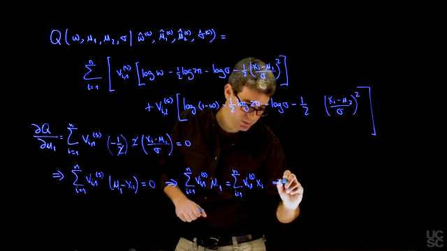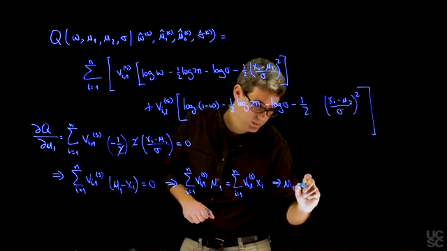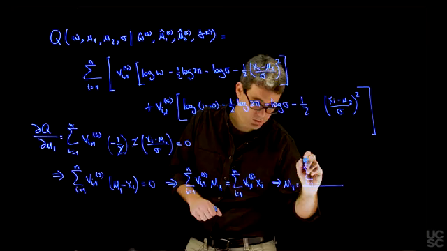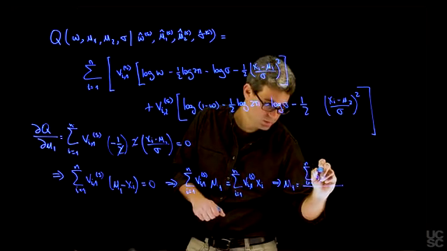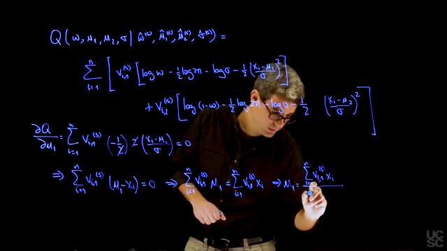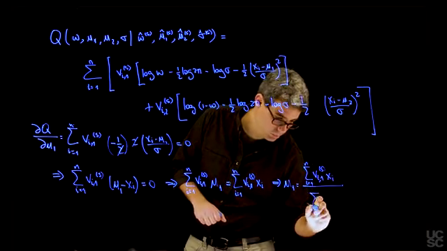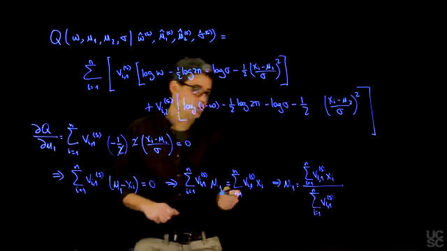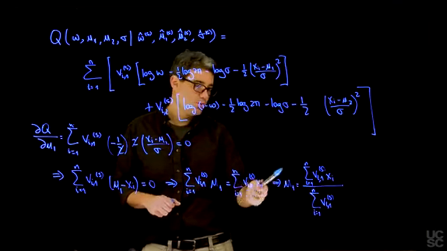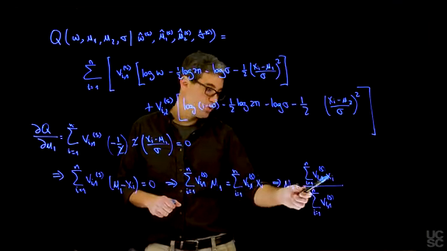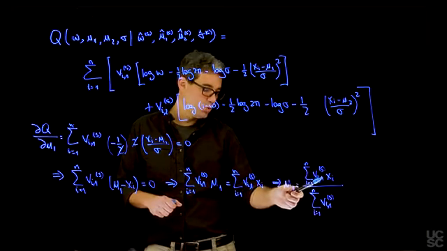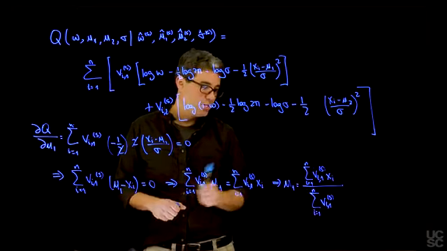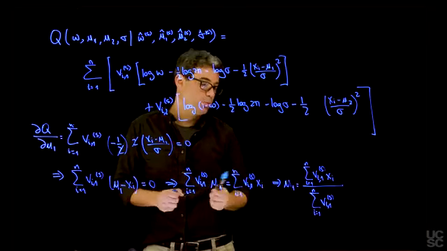And that just leaves me with mu sub 1 being equal to the sum from 1 to n of bi1s xi divided by the sum from 1 to n of bi1s. So the expression has a very nice interpretation. You're looking at a weighted average of the observations. The weights are given by the bi1s. And if you remember, this is just the probability that the observation was generated by that component, our current estimate of what that probability is.